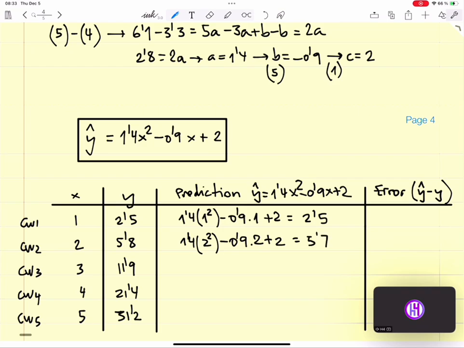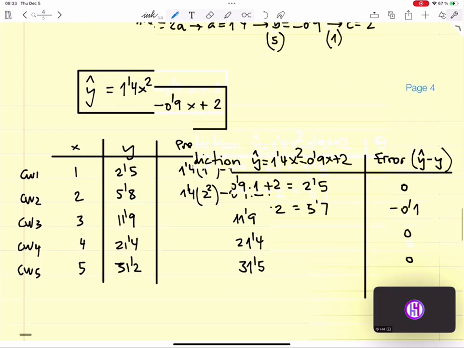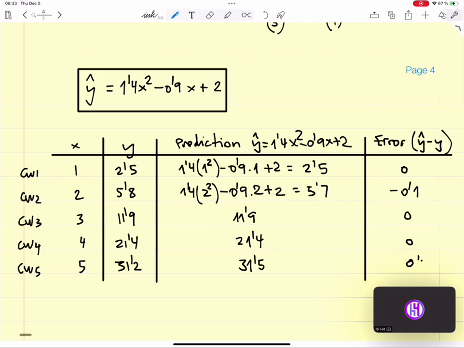And so on. I do the same: 11.9, 21.4, and 31.5. So the error is going to be here 0, minus 0.1, 0, 0, and 0.3, which is a fairly good approximation of the data. So we have a solution that works fairly well, with little error.